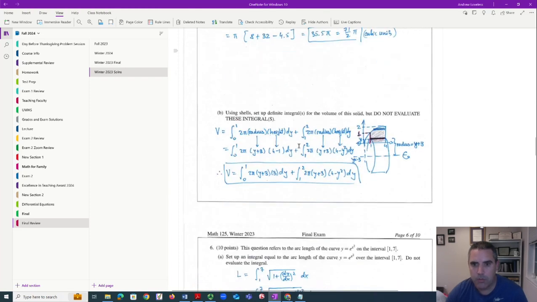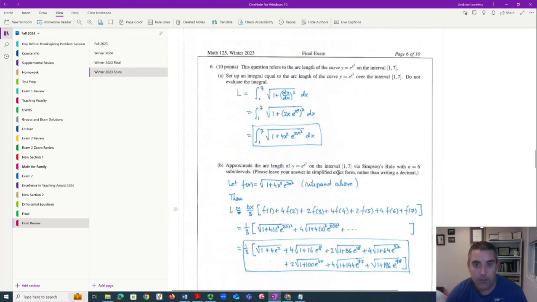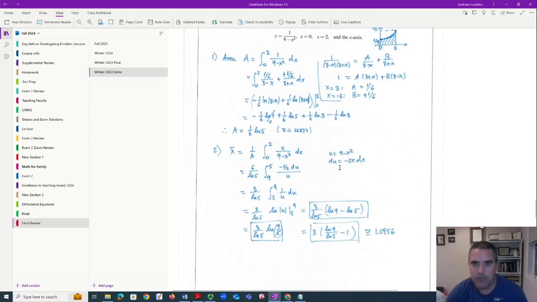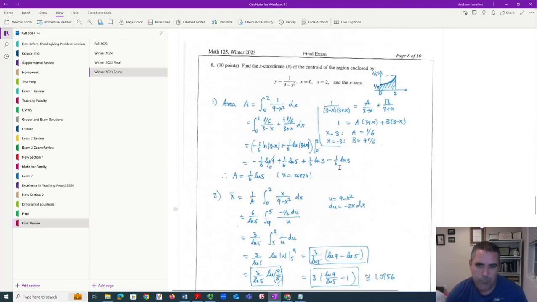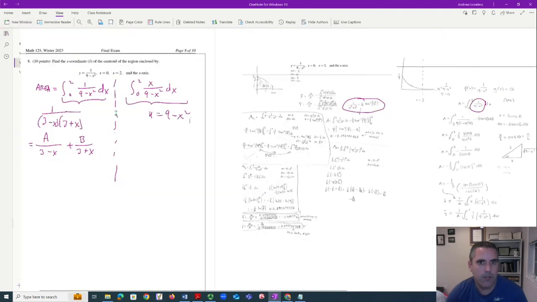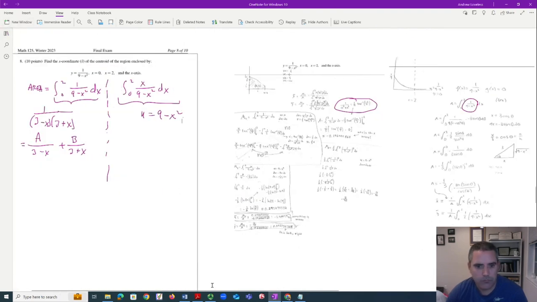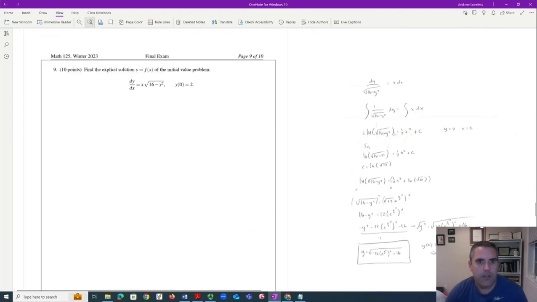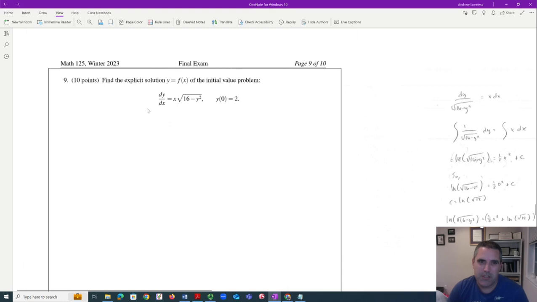There's that revolution problem. There's this one we talked about. There's the approximation. There's the pumping. There's the partial fractions as you can see it. Okay, let's keep going. So then we get down to the last couple pages and we have a separate and integrate. So let's talk about that.